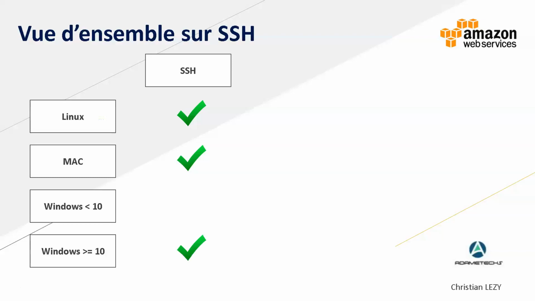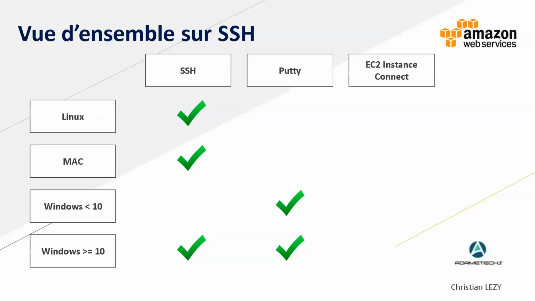It is even possible to make SSH. In the case that you can't use SSH, it is possible to use a tool called PuTTY, which can be used on earlier versions of Windows 10 and on newer versions. In case you can't use either SSH or PuTTY, there is a tool called EC2 Instance Connect that allows you to connect to your instances through the browser from any operating system.